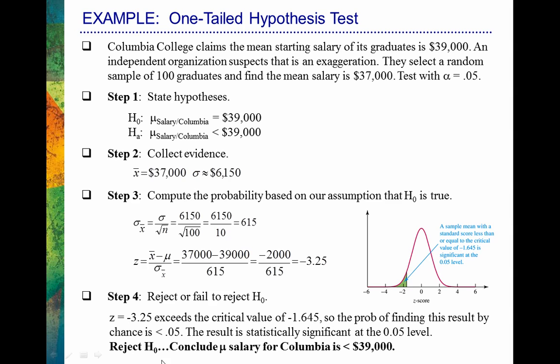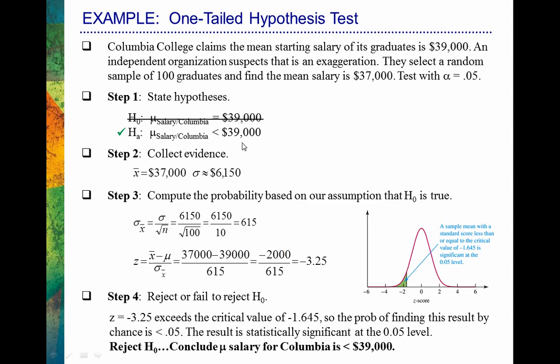So finally, we will reject the null hypothesis and conclude that the population mean salary for the Columbia students is less than $39,000. So we're rejecting this null hypothesis. We have enough evidence now to rule it out, and we'll take on the alternative that the population mean salary for the Columbia students is less than $39,000.